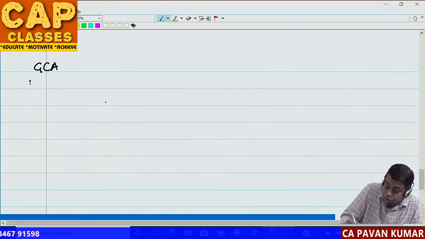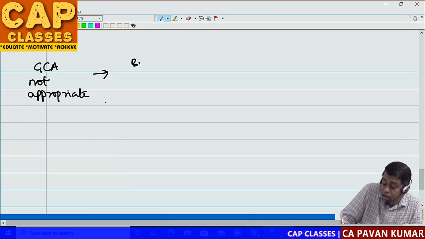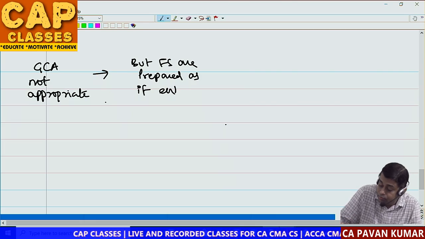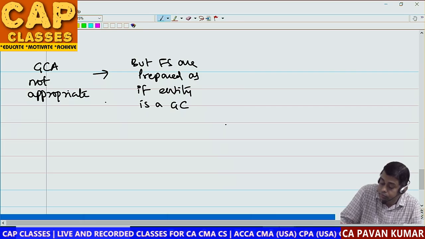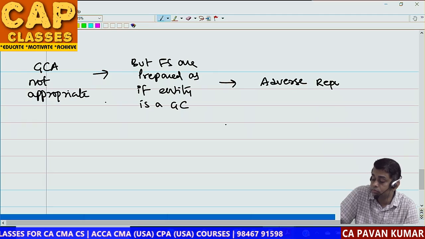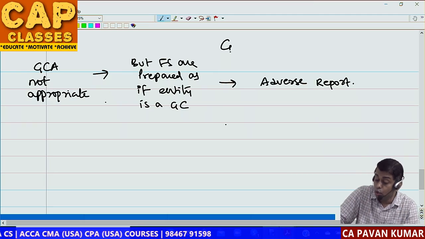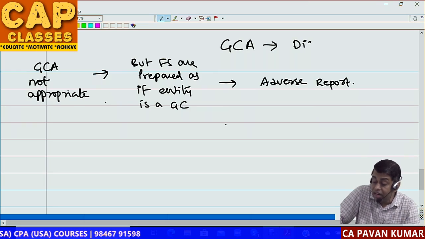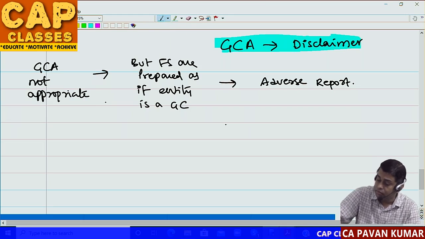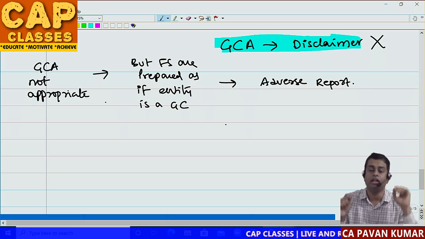Going concern assumption not appropriate, but financial statements are prepared as if entity is a going concern. Here the auditor will give adverse report. Remember one rule: going concern assumption never leads to disclaimer. This MCQ is asked already. Going concern problem will never lead to disclaimer. Never. It can be qualified opinion or adverse opinion.